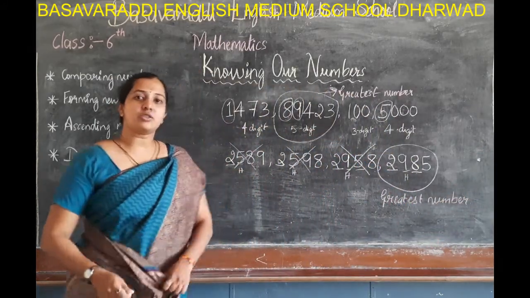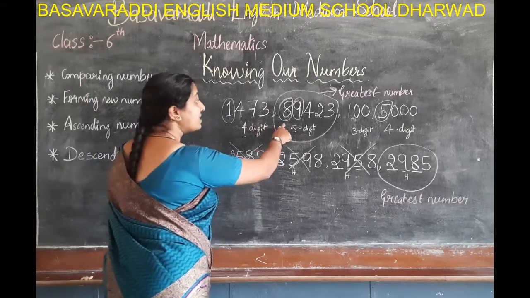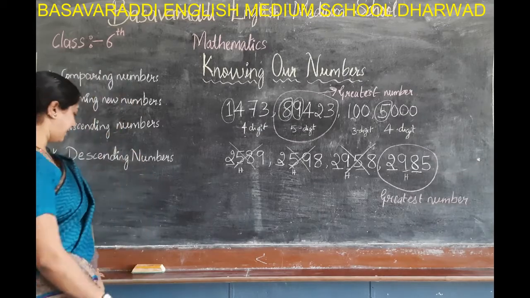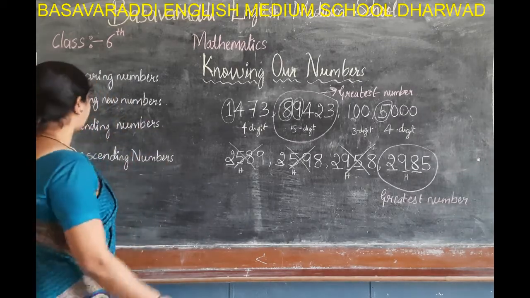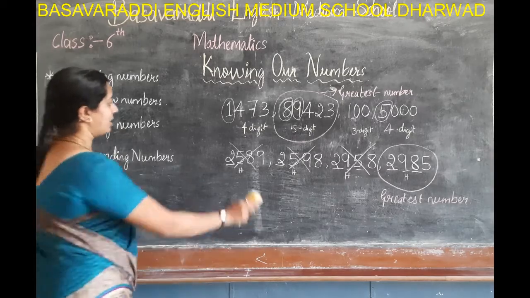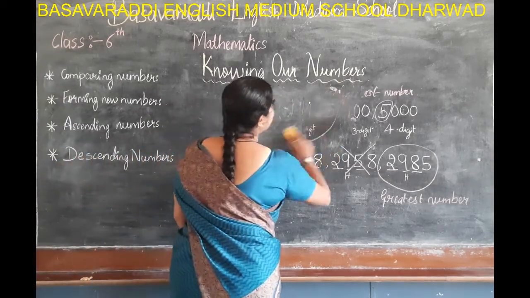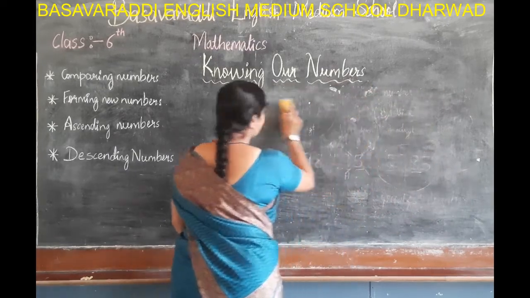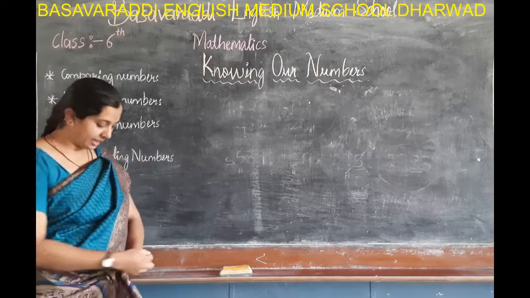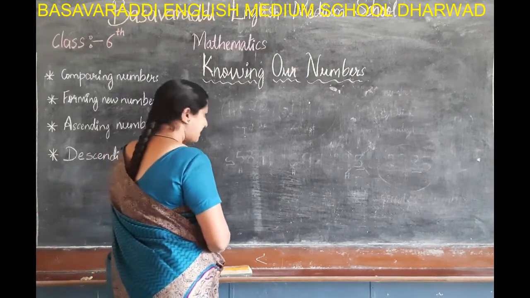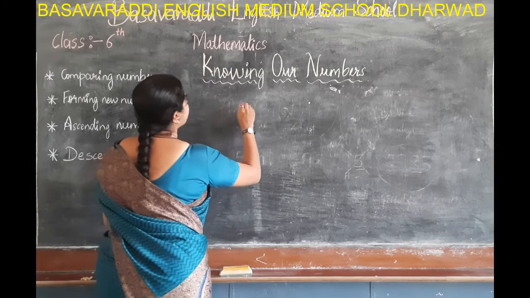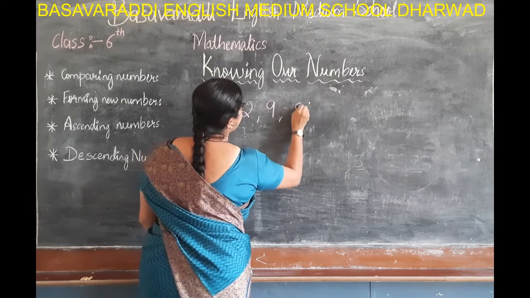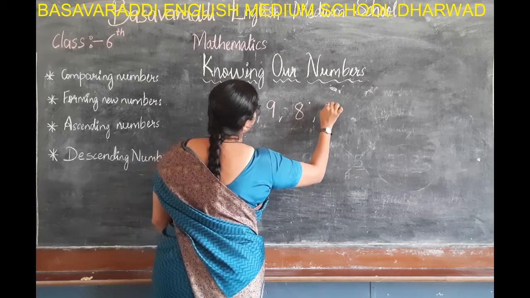Okay. So now we have understood how we use the place values when we are comparing the numbers. Okay. Fine. So let's move to the next one, that is forming new numbers. We are supposed to form new numbers here. How are we going to form new numbers? Correct. Now for example, I will take some of the digits. Okay, like 2, 9, 8 and 1.